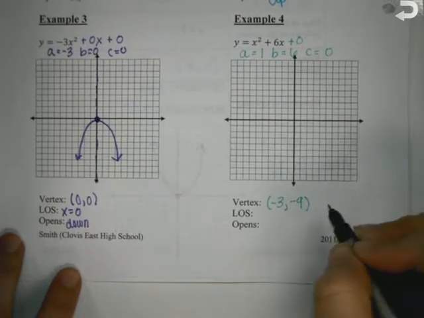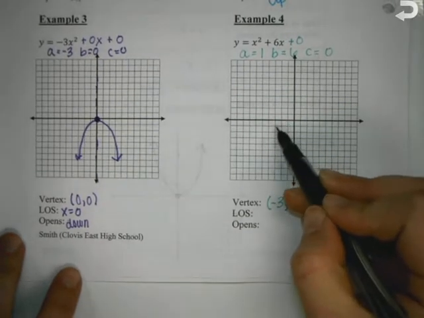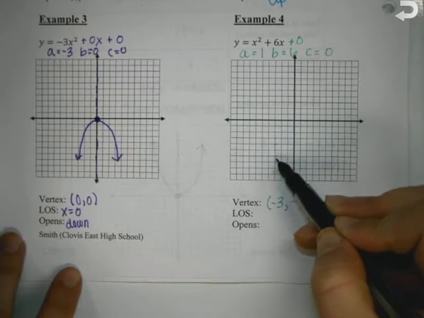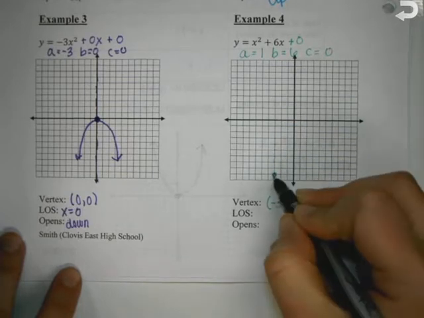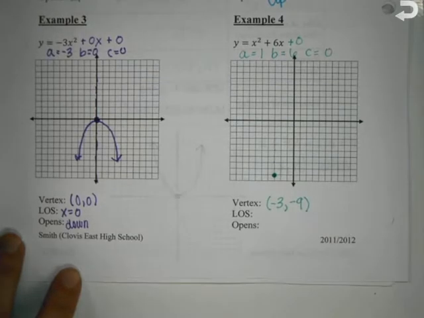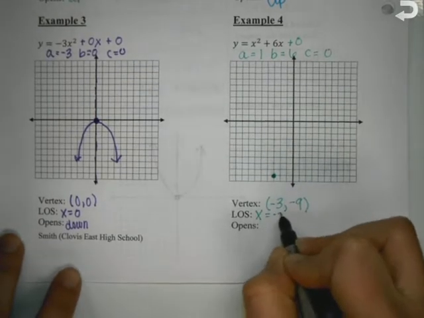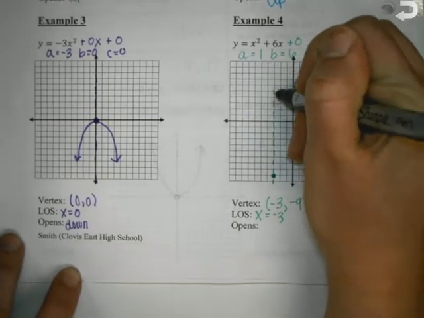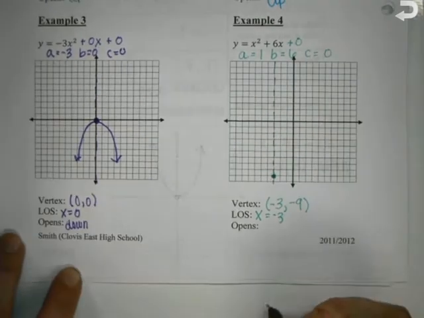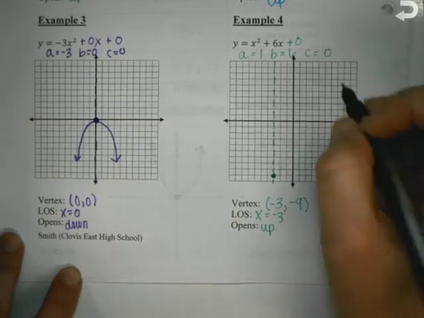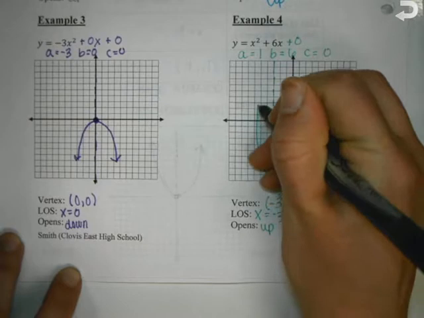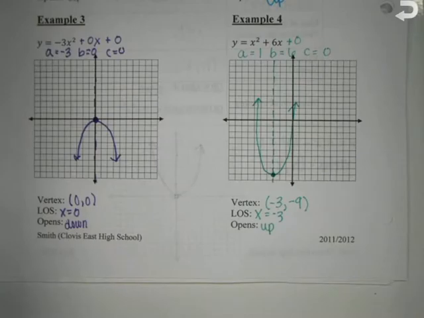1, 2, 3. 1, 2, 3, 4, 5, 6, 7, 8, 9. So all the way down here at the bottom. So if that's my vertex, line of symmetry is what? X equals -3. So let's draw that. And this one's opening up or down? Up. So my graph should look something like that. As long as it's symmetrical right now, we're just sketching. So we're not worried about wide or narrow yet. Okay?